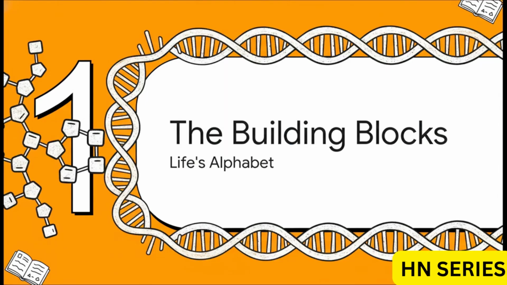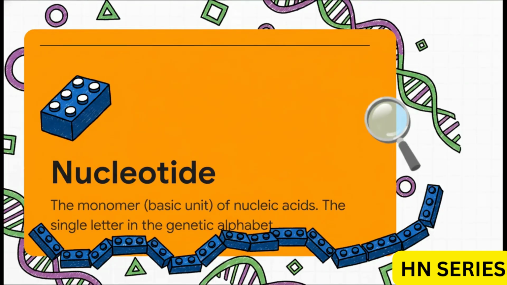And the two big players here, the ones you've definitely heard of, are DNA and its essential partner in crime, RNA. Okay, but before we can read the book, we've got to learn the alphabet, right? So let's start with the absolute basics, the building blocks that make up these long chains of instructions. And that single letter, our basic building block, is called a nucleotide.